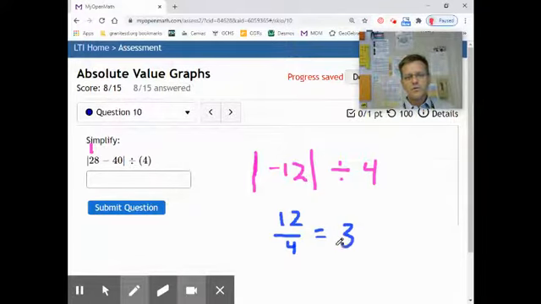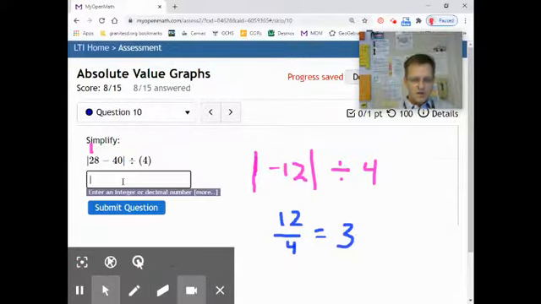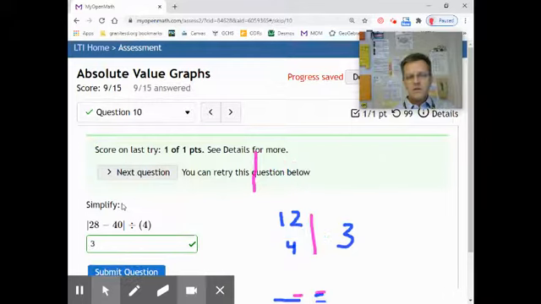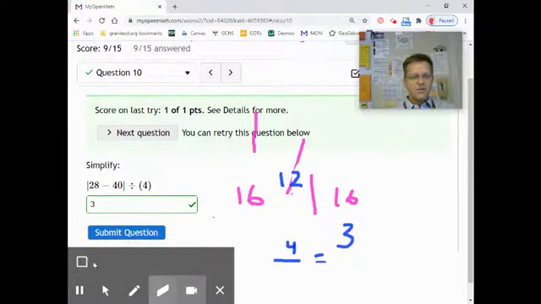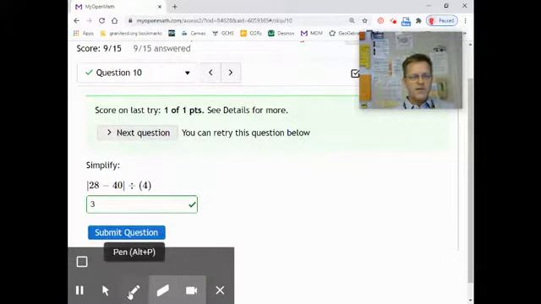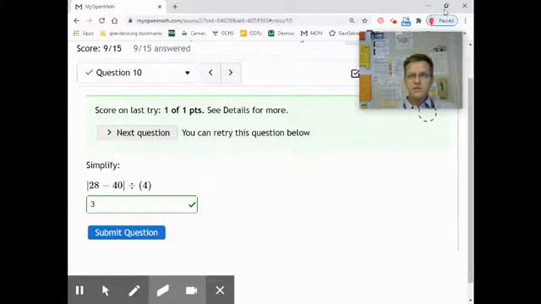12 divided by 4 is 3. Now, you might look at that and say, wow, that was really hard. I don't know if I can do that. Okay, well, let me show you another strategy.